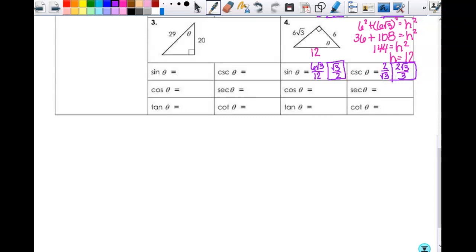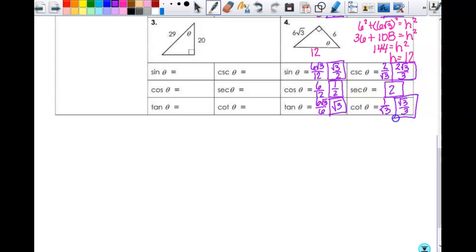Cosine is adjacent over hypotenuse, so that'll be 6 over 12, which is 1/2. And then the reciprocal is, yeah, he's redeeming himself there. Then this is 2. Tangent of theta, opposite over adjacent, so that is 6 square root of 3 over 6, which is square root of 3. Then this would be 1 over the square root of 3, square root of 3 over 3.